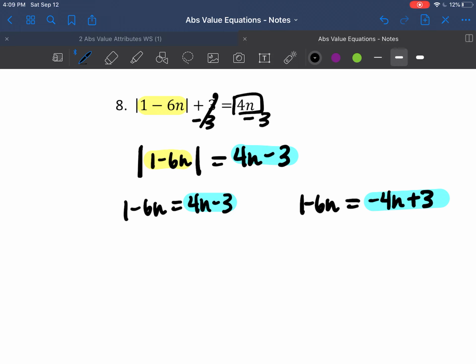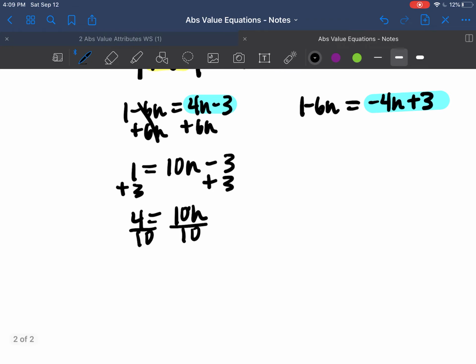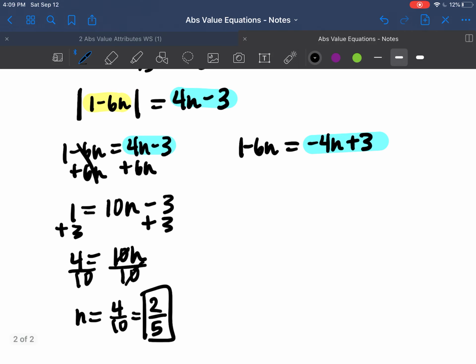Okay, so now we have variables on both sides. So I'm going to add 6n to get them all on the right-hand side. I like to avoid negatives when I can. Okay, and then I'm going to add 3, giving me 4 equals 10n. So n equals 4/10, which simplifies to 2 over 5.